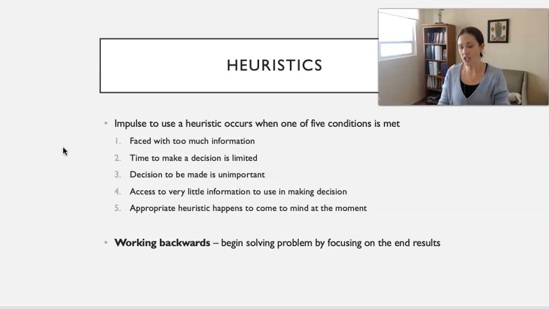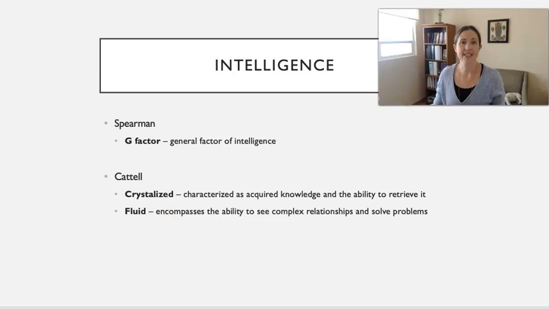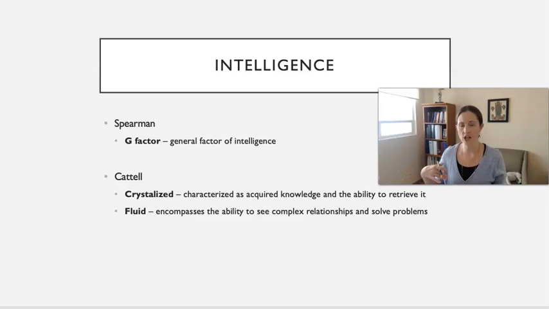Okay, final thing we're going to go over in this chapter is intelligence. There's lots of different ways to think about intelligence. We're going to start by talking about a couple of intelligence theorists and how they characterized it. Spearman was one of the first people to create a theory of intelligence, and he thought intelligence consisted of one general factor, what he thought of as the G factor, so your general factor of intelligence.